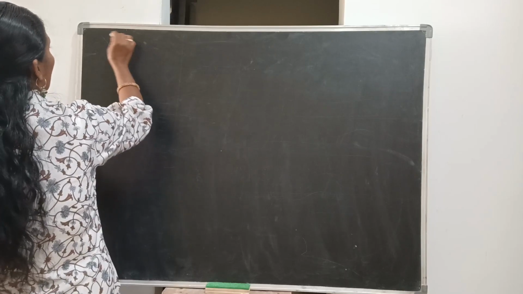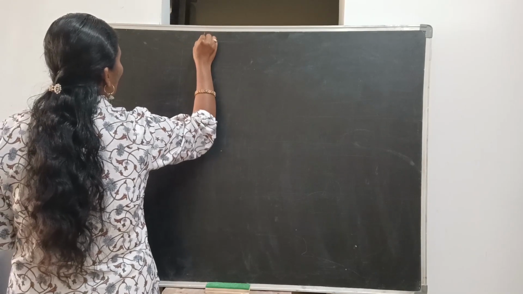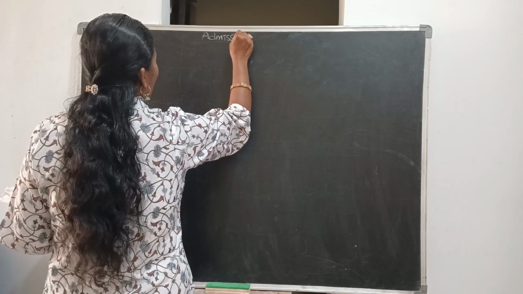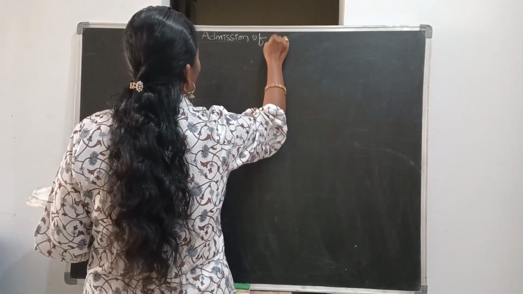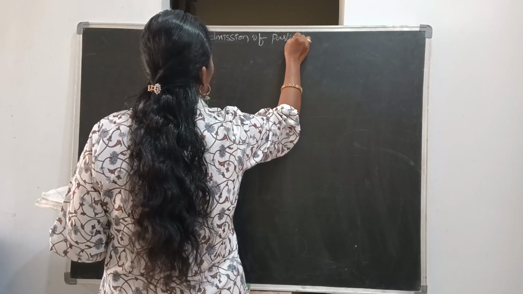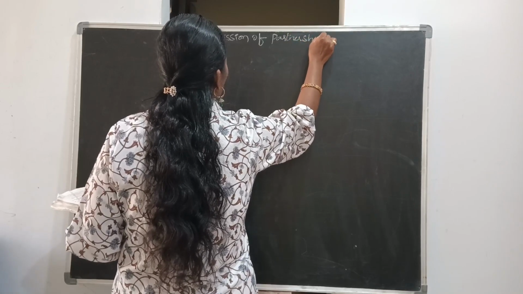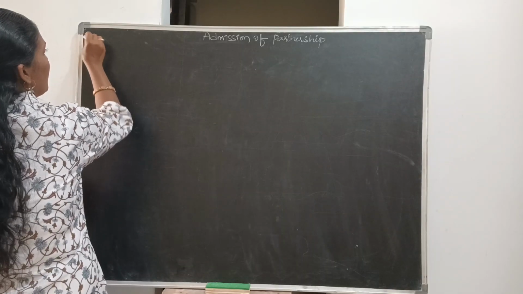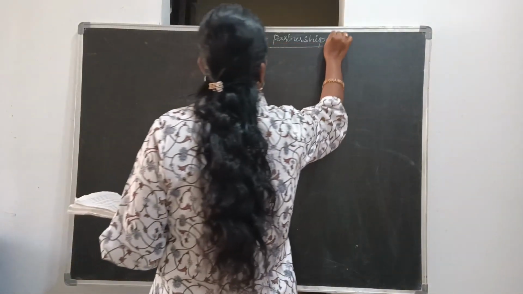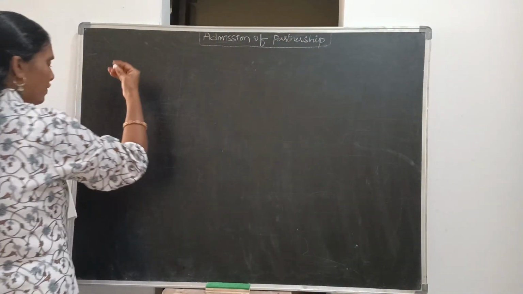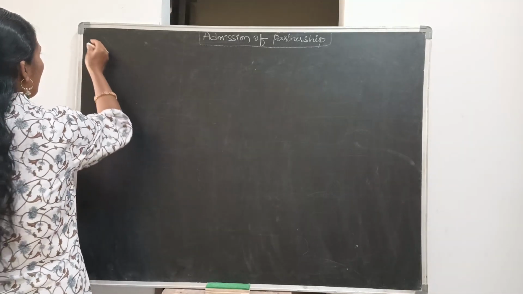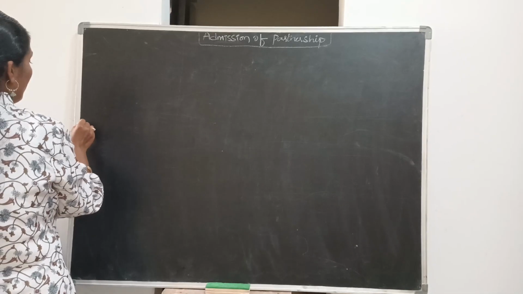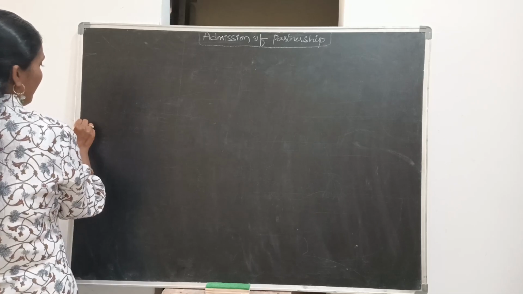First put the heading: admission of partnership. Now in this problem, we are going to prepare the general reserve account first, one by one. You can prepare any account first, such as revaluation. The board is not sufficient for us to solve the problem, so I'll make it in two parts.